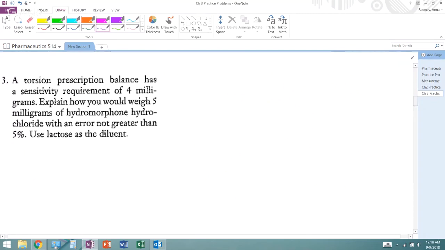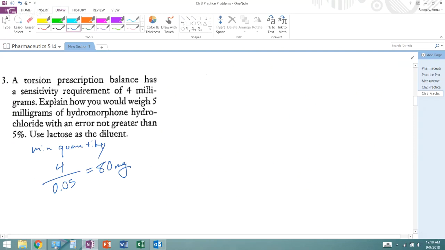Okay, a torsion prescription balance has a sensitivity requirement of 4 milligrams. How do you weigh 5 milligrams of hydromorphone hydrochloride with an error not greater than 5% using lactose as diluent? So now it's not 6 milligrams, it is 4 milligrams. So we'll have to do that. So min quantity needed. So that would be 4 divided by 0.05, and then that is 80 milligrams.